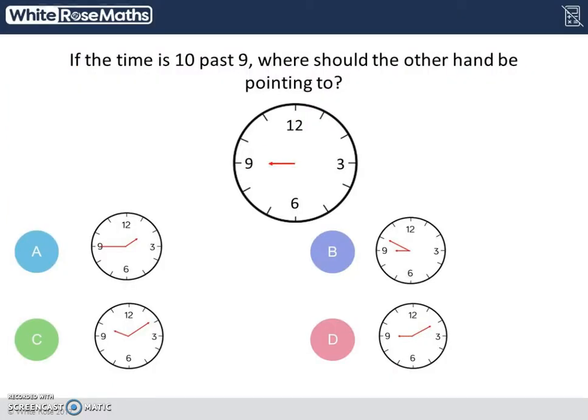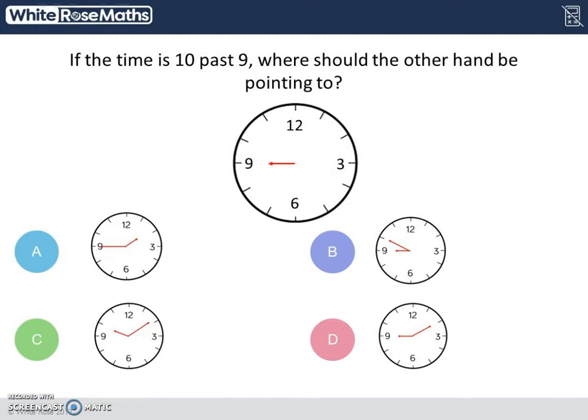So before we start today's session, let's have a little reminder on what we did yesterday by answering this multiple choice question. So, if the time is 9, where should the other hand be pointed to? Is it going to be image A, image B, image C, or image D?